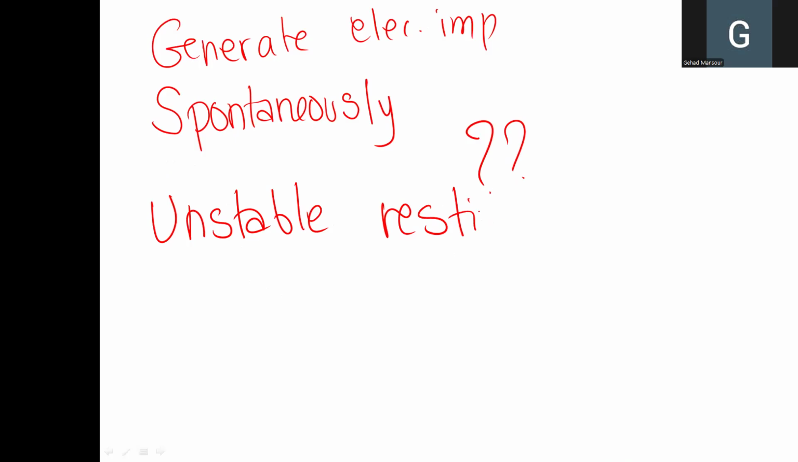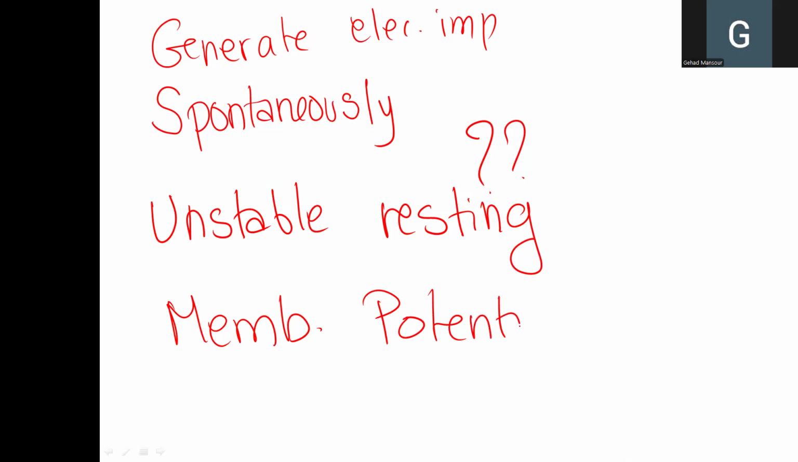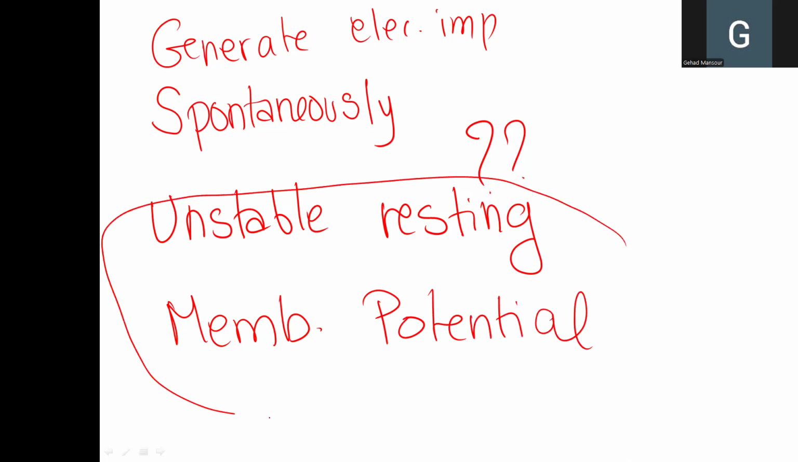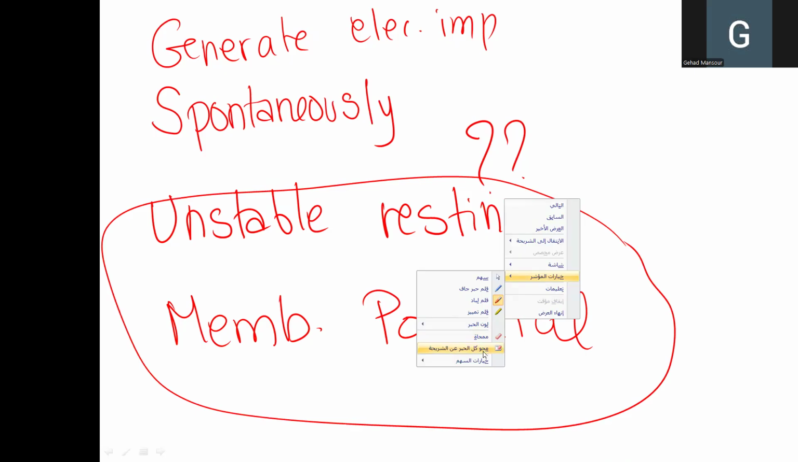And here we come to many definitions that are very important. So they have unstable resting membrane potential. This is an answer to why can the SA node and the AV node generate electric impulses spontaneously? Because they have an unstable membrane potential. And here we're going to discuss several items like the resting membrane potential, depolarization, repolarization. So what is a resting membrane potential?